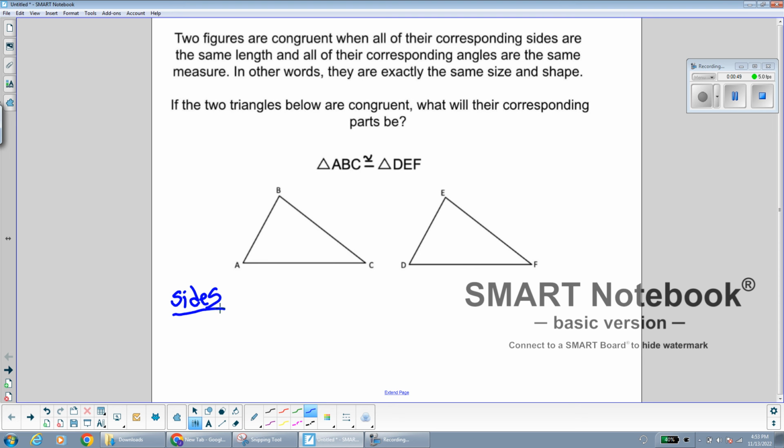So if the triangles are congruent, side AB is going to correspond to side DE on this triangle. So we know that AB is congruent to DE. And we can double check that we're correct, that AB corresponds to DE, by taking a look at the letters in the names of the triangle. AB is the first two letters here, so it will correspond to the first two letters over here, which is DE. Okay, moving on. BC corresponds to EF. Let's just double check. Second and third letters, all good to go. BC congruent to EF. And finally, side AC will correspond to side DF.